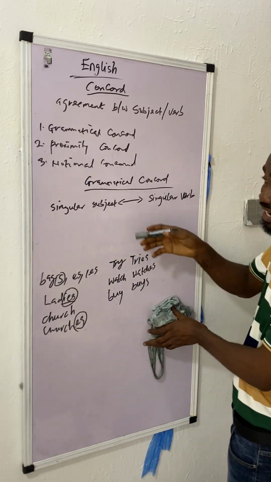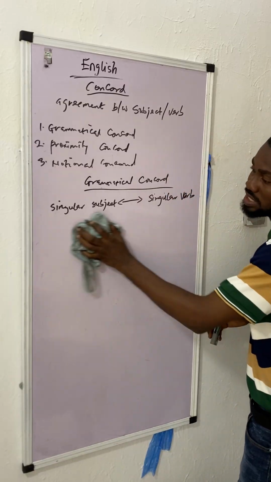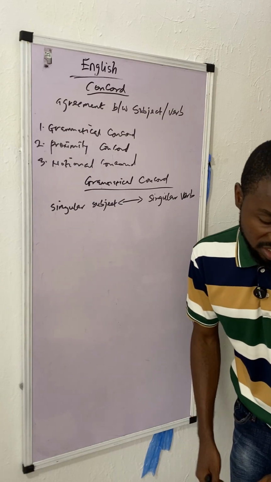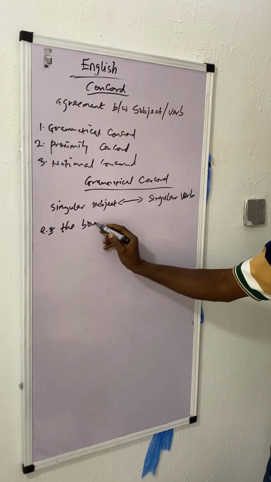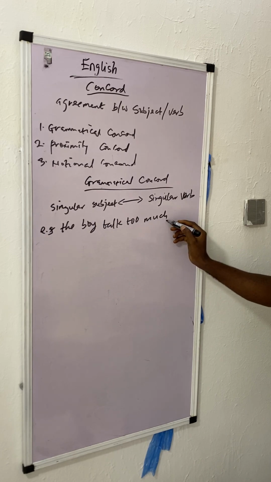We have to learn this very well before we start doing concord. If you don't learn it, you are going to encounter issues when doing concord, because this thing is very easy and it's a very cheap mark in your exam. It is always repeated, 24/7. For example, the boy talk too much.